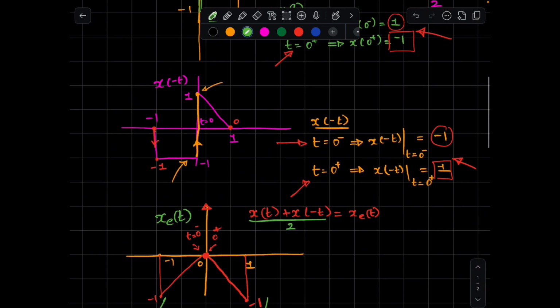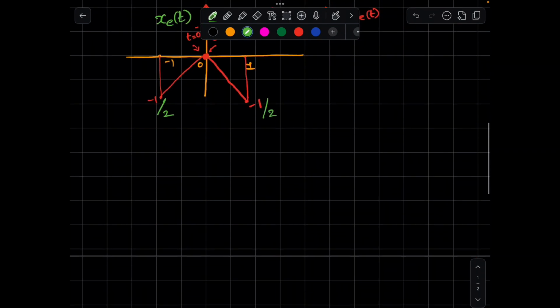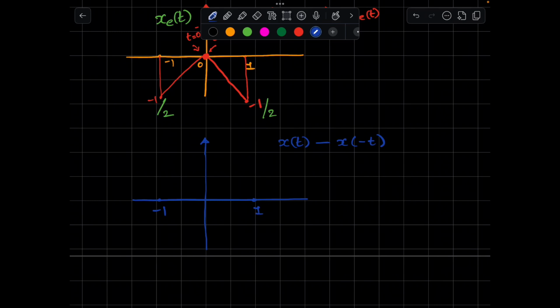Now let us consider the odd part of the signal. Let me take another color to represent. Now I am going to find x of t minus x of minus t. My points are at -1 and 1. Then I also need to consider what happens at 0 minus and at 0 plus because of the sudden transitions in the signal.